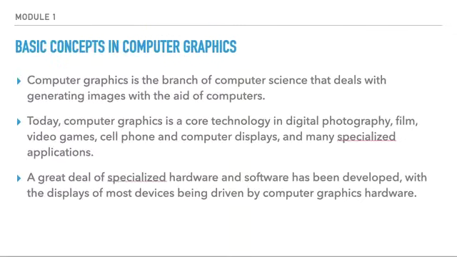So, what is computer graphics? Computer graphics is the branch of computer science that deals with generating images with the aid of computers. So that was basically what is computer graphics.